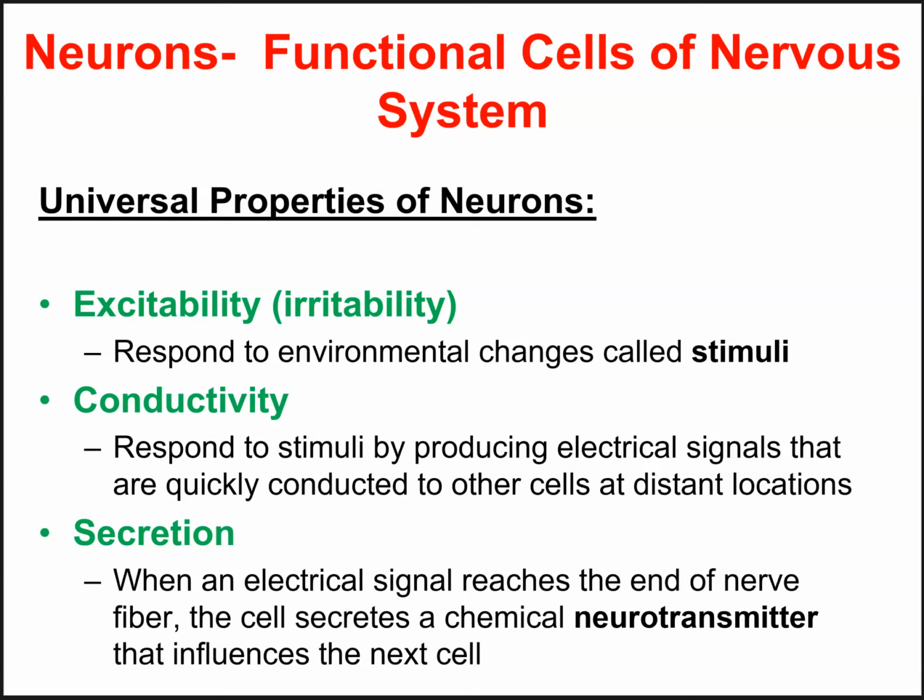by transferring electrical signals. And then when the electrical signal reaches the end of a nerve fiber, it secretes a neurotransmitter that influences the adjacent cell to receive and transmit the signal. Okay, so nerve cells form nervous tissue, which rapidly receives and analyzes signals, and they produce an appropriate response depending on the type of signal they're receiving.